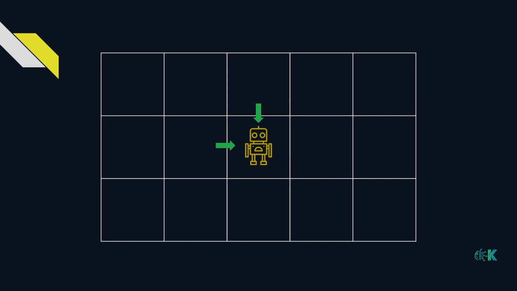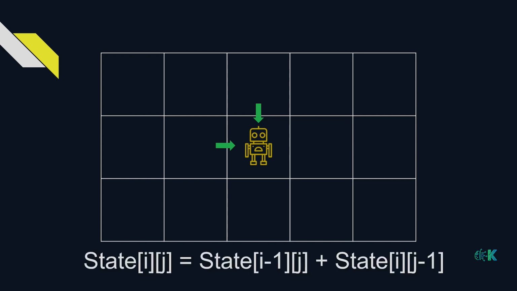We know from the question that the robot can only move down or right. So to reach this cell, we must have come from the top cell or the left cell. So simply adding the number of paths coming from the left and the number of paths coming from above will give us the number of paths to reach this cell.